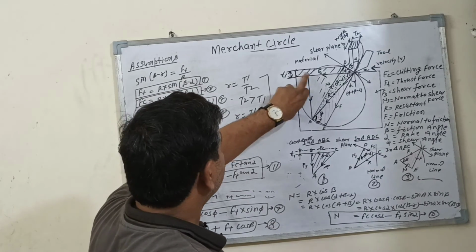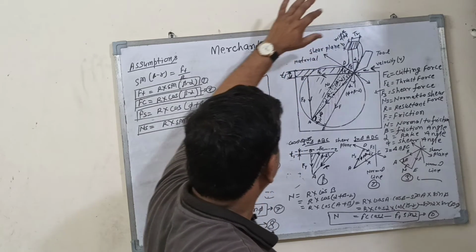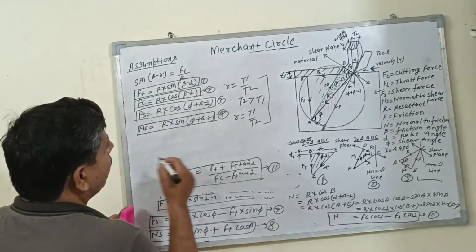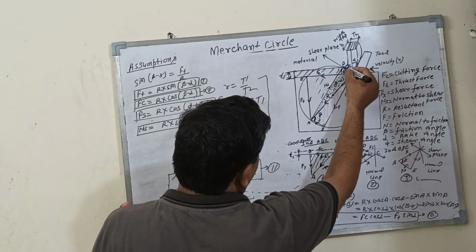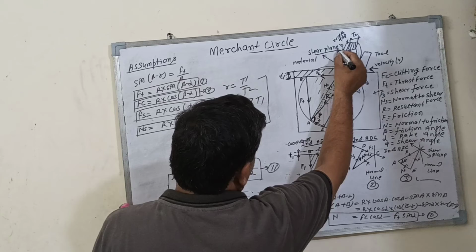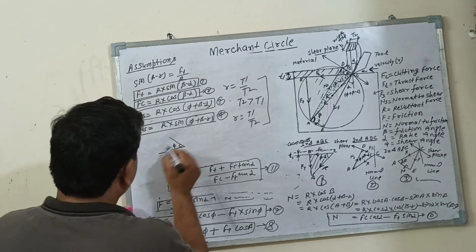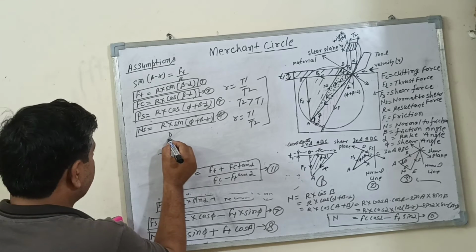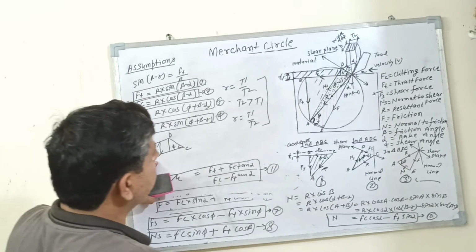You can see that this is the width of the chips. This is the thickness of the chips after removing the metal. Same thing when the force is applied from this point: the chip starts forming. One line is drawn, passing through C and D. This is the shearing plane, and this is the shearing angle. This point is C and this is point D. This is the thickness of the chips, T1.